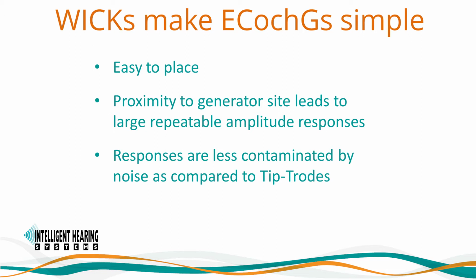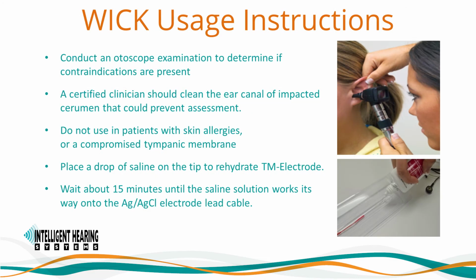They are easy to place and allow for electrode placement closer to the generation site of the response. The proximity to the site of generation results in larger repeatable amplitude responses. The shielded electrode connection allows users to acquire responses that are less contaminated by noise, as compared to responses acquired with traditional non-shielded Tip-trode electrodes. For the purpose of this video, we will proceed with an eCog TM setup and testing, but similar setup and concepts apply to the Tip-trode option as described earlier.